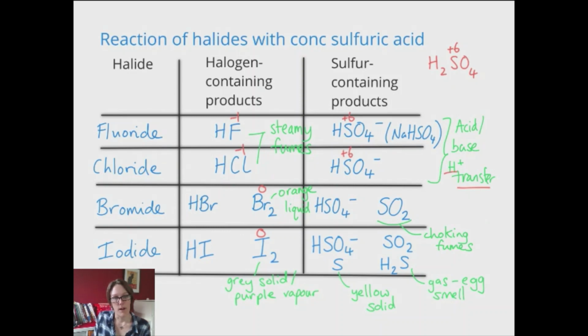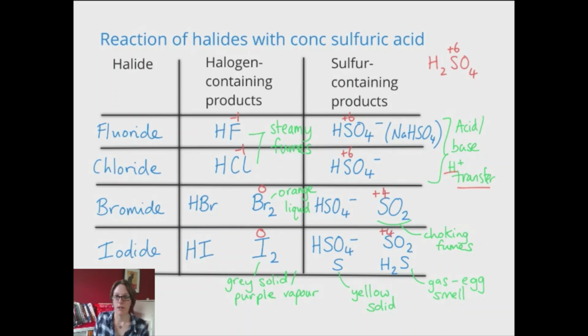When it comes to the bromine and the iodine, they're now going into 0 oxidation states. They've been oxidized, which means the sulfur must be reduced. If we look at SO2, oxygen has a -2 oxidation number, so the sulfur there must be +4. So we've gone from +6 to +4, and that is pretty much as far as the reaction will go with bromide.